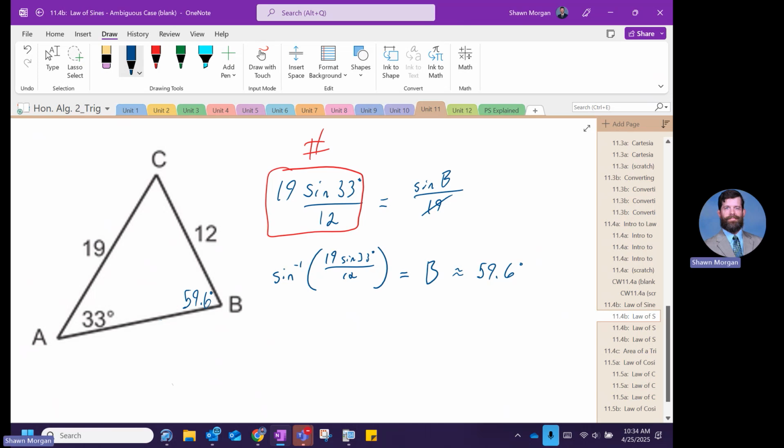Okay, if that is the case, what you're going to find right here is an angle that leaves not enough room for a third angle. Do we have enough room for a third angle? Okay, what would that third angle be then?